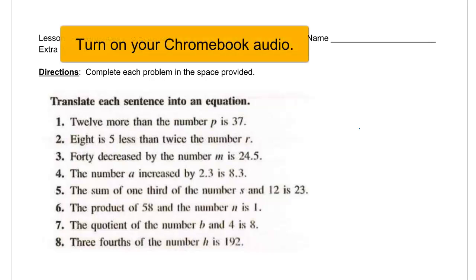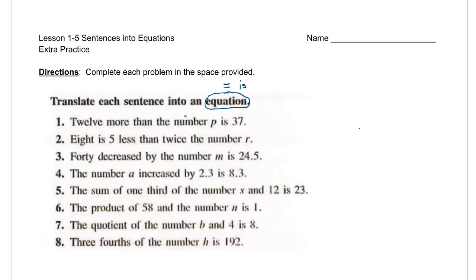Here are the answers for the Lesson 1-5 Extra Practice Worksheet. Translate each sentence into an equation. An equation has an equal symbol in it, and the equal symbol translates the word is. So wherever the word is located is where the equal symbol goes.